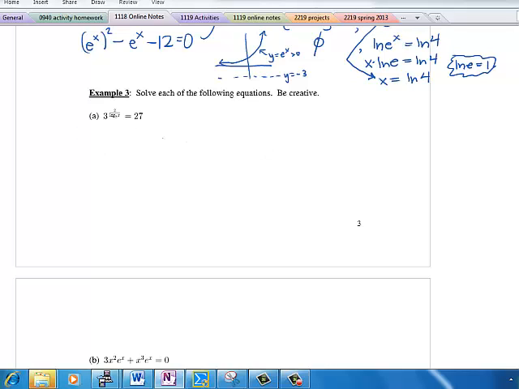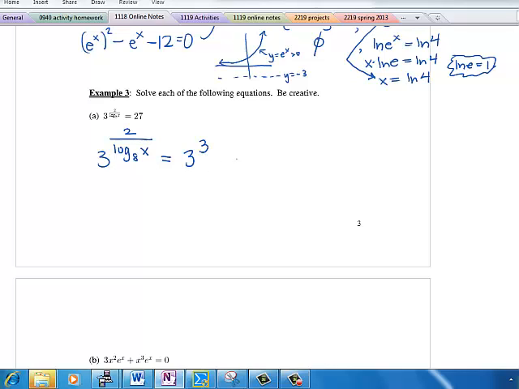Example 3a here, let me rewrite it so you can actually see it. We've got 3 raised to the 2 over log base 8 of x, and on the other side, we have 27. And one technique that you can use is if you can rewrite both sides with the same base, then that would allow you to equate the exponents. So since this side is so complicated, I'm hoping that I can just rewrite the other side with base 3, which I certainly can. 27 is 3 cubed.